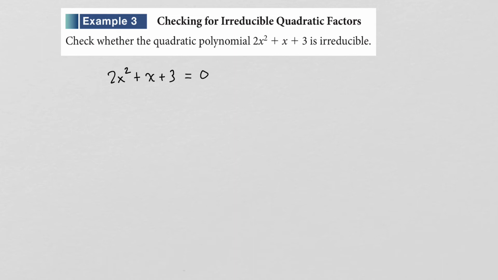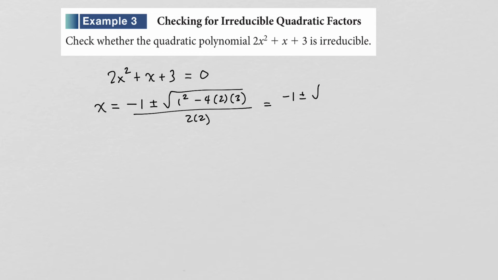If we set this equal to 0 and we solve for x using the quadratic formula, we get x equals negative 1 plus or minus the square root of 1 squared minus 4 times 2 times 3, divided by 2 times 2. And this is negative 1 plus or minus the square root of 1 take away 24, divided by 4. And this is negative 1 plus or minus the square root of negative 23, divided by 4.